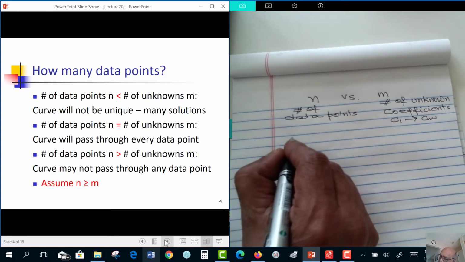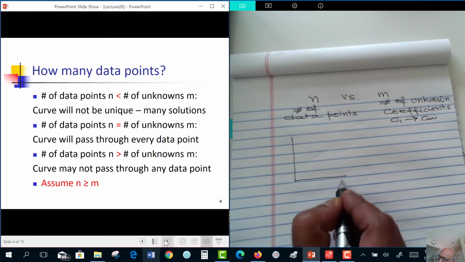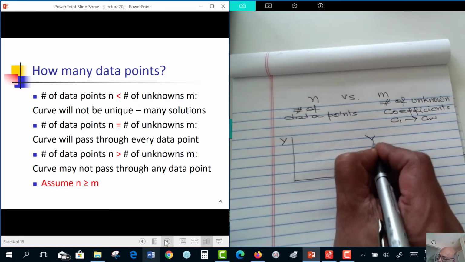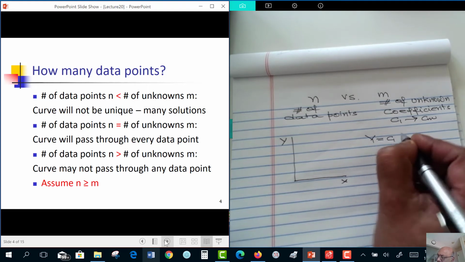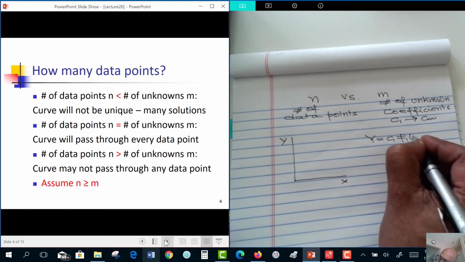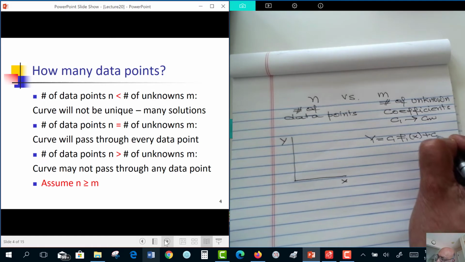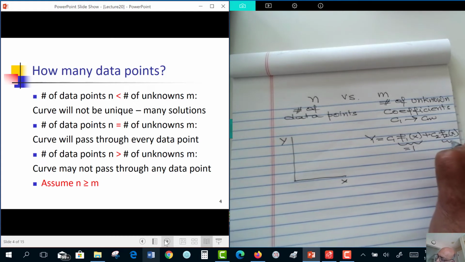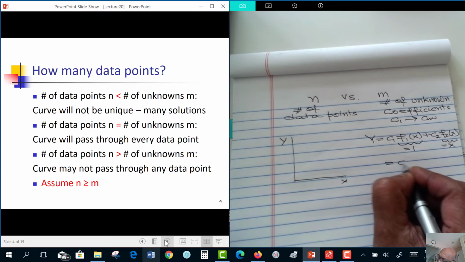So let's see, suppose we want to fit a straight line. We'll say y is c1 times f1(x) plus c2 times f2(x). Here we'll make f1 to be 1, f2 to be x. So we will have the equation of a straight line.